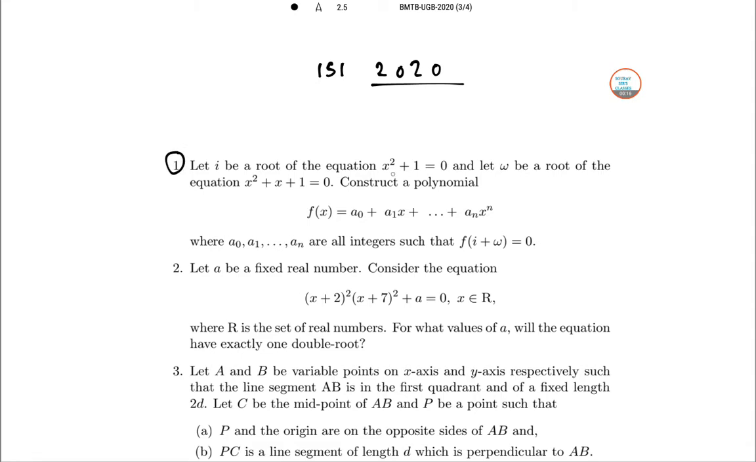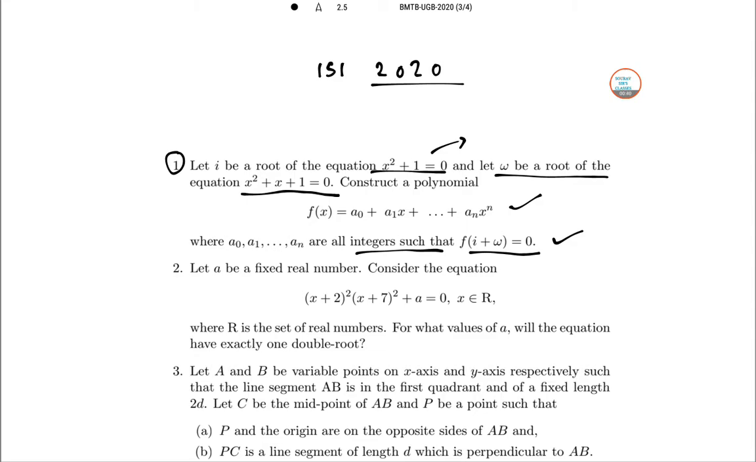Let i be the root of the equation x square plus 1. Obviously, this equation gives imaginary roots. Let omega be the root of the equation x square plus x plus 1, and construct a polynomial f(x) of degree 4, where a0, a1, and so on are all integers, such that f of i plus omega is 0. So this is the structure.